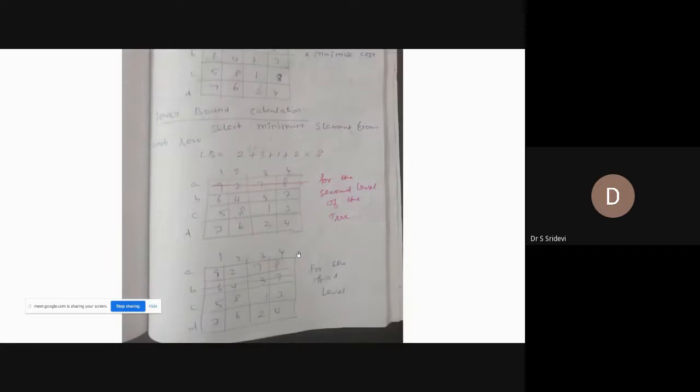For this, you have to select the minimal element from each and every row. If you select the first row, the minimal element is 2. If you select the second one, the minimum element is 3. Here it is 1, here it is 2. So the lower bound for this table is 8. Okay, so this is used in the next graph.